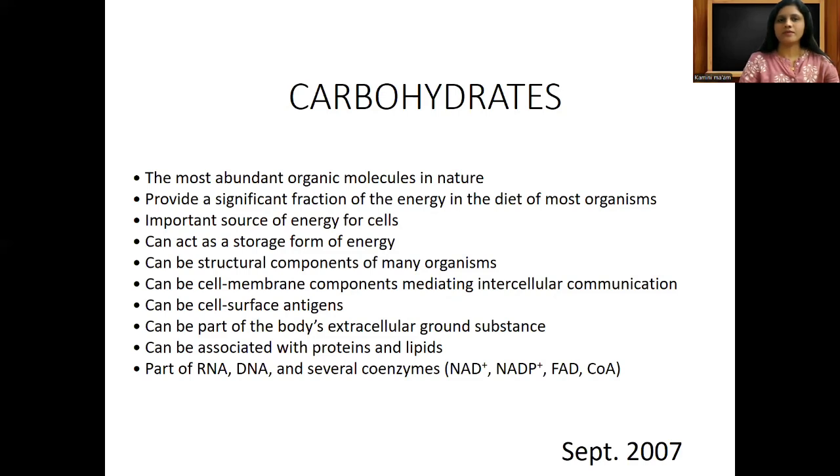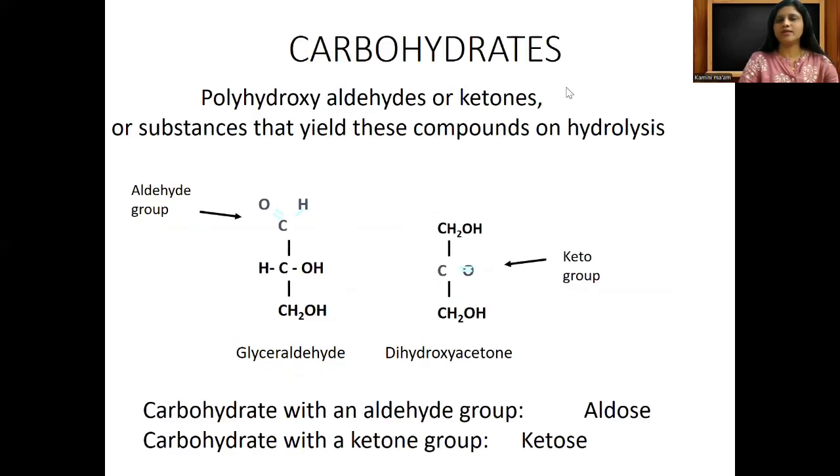Then we will see the carbohydrate definition. These are known as polyhydroxy aldehydes or ketones, or compounds which can be hydrolyzed to form aldehydes and ketones. Polyhydroxy: poly means many and hydroxy means OH group, so the compound contains many hydroxy groups. Along with that, they have the functional group aldehyde, that is CHO, and ketone, that is C=O. So aldehydes have the functional group CHO, and ketones have the functional group C=O.